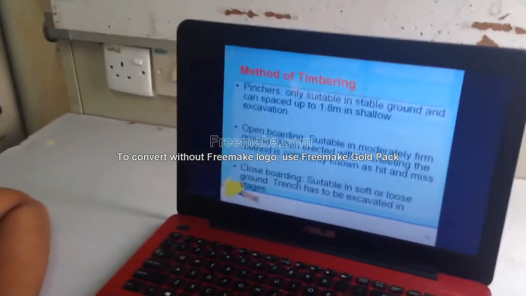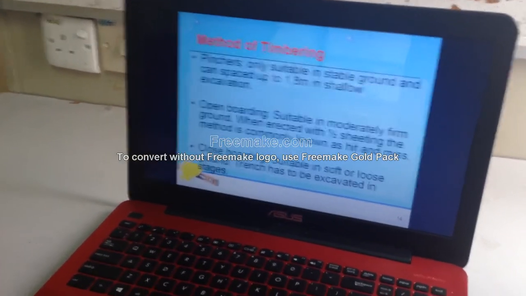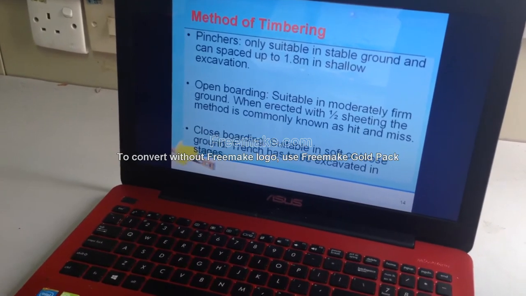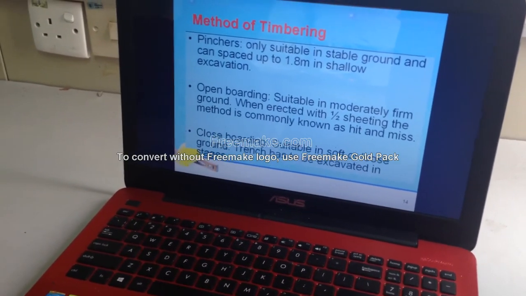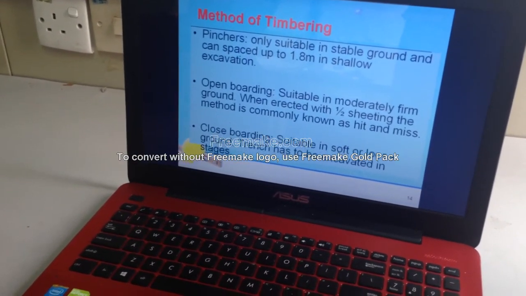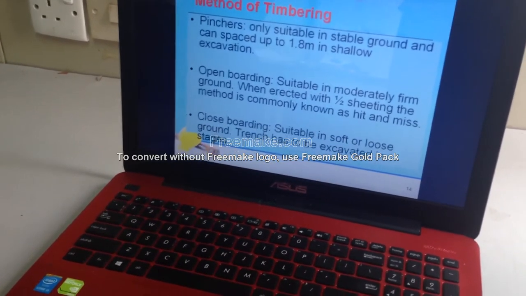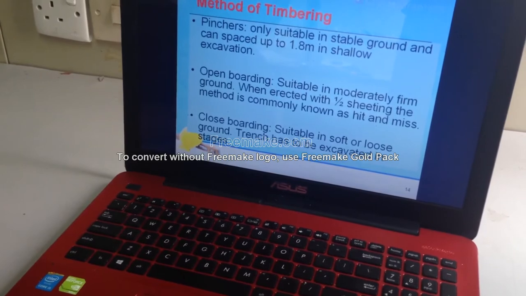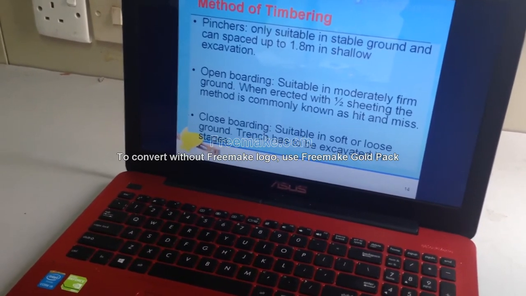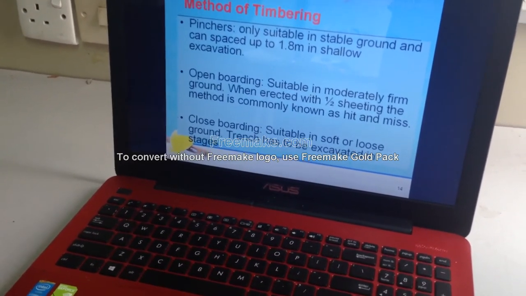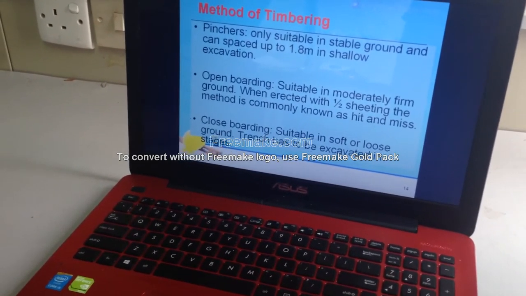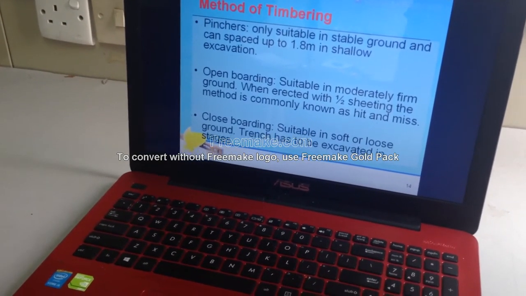First one is pinchers. Pinchers are only suitable in stable ground and can space up to 1.8 meters in shallow excavation. Then number two is open boarding. Open boarding is suitable in moderately firm ground. When erected with half sheeting, the method is commonly known as hit and miss. The last one is closed boarding, suitable in soft or loose ground, where the trench has to be excavated in stages.